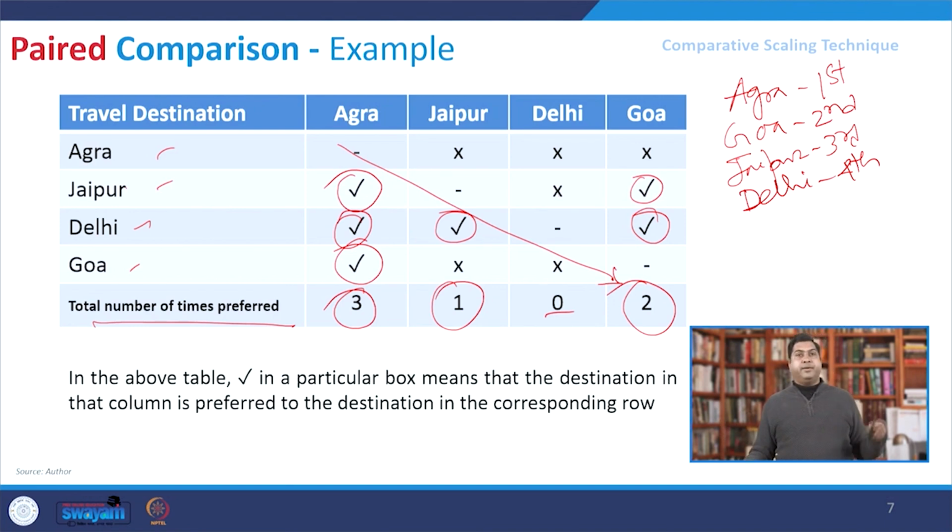For example, later on we will discuss when we present the case study, one very established expert-based tool, the AHP, analytical hierarchy process. In that case also we go for a pairwise comparison, and finally we derive certain weights and then we can rank them. Hope this is clear to you, the paired comparison.